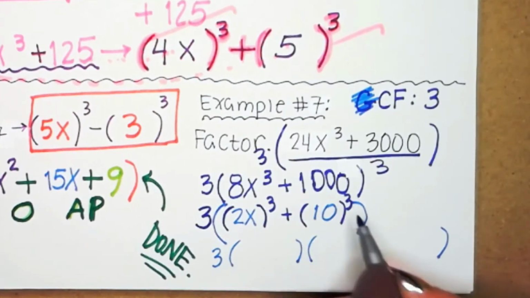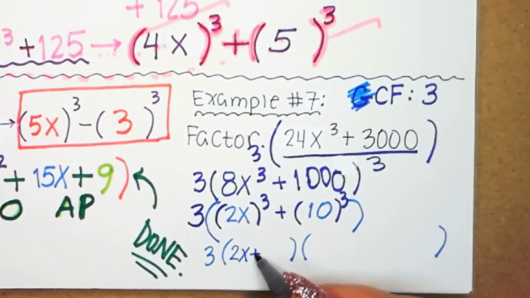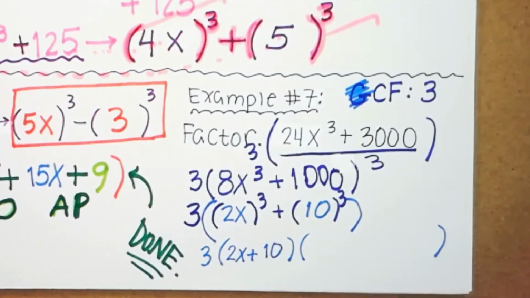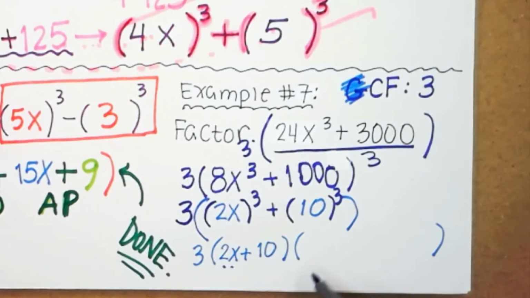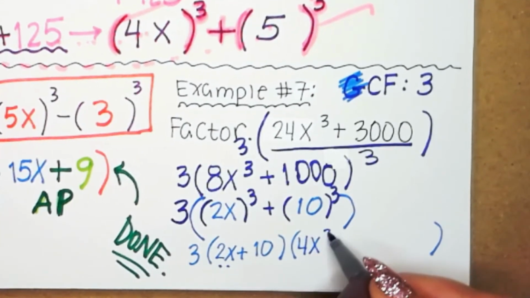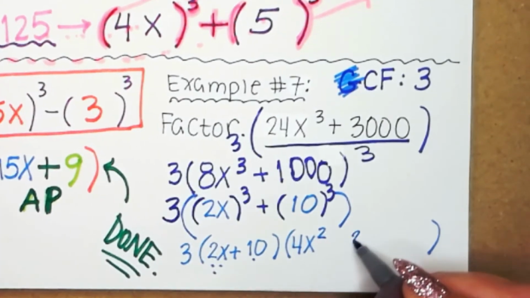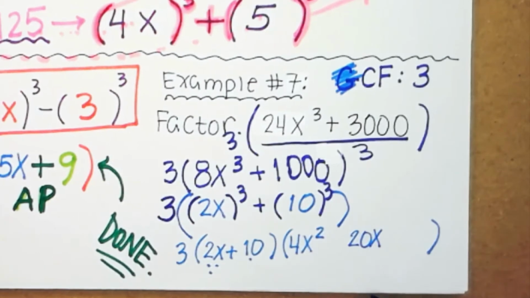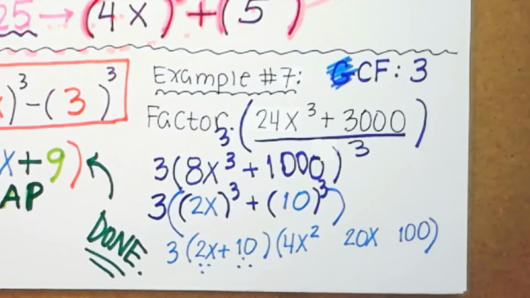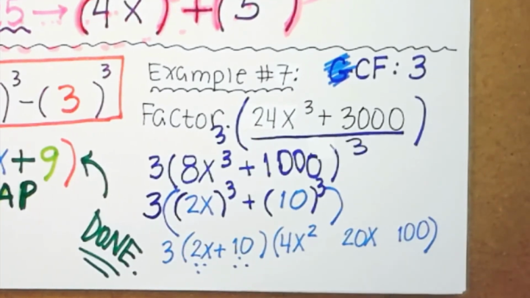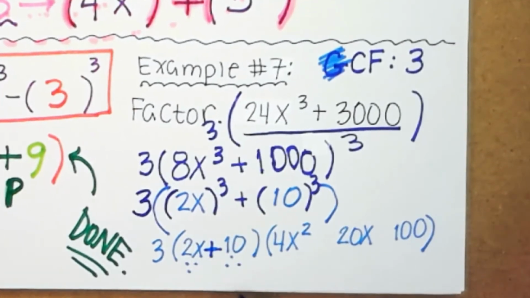Take the 3's, put them in my pocket. What's left over here? 2x plus 10. Fairy dust time. 2x times 2x is 4x squared. 2x times 10 is 20x. 10 times 10 is 100. Fairy dust, 3 specks from each pocket. But I've got to wash my hands with that good old soap.